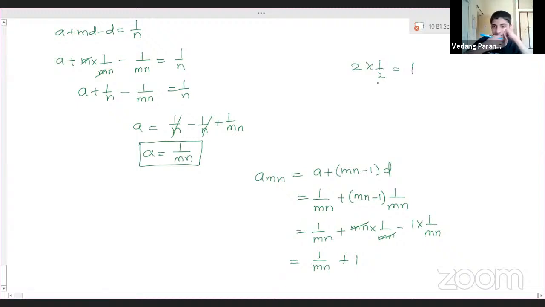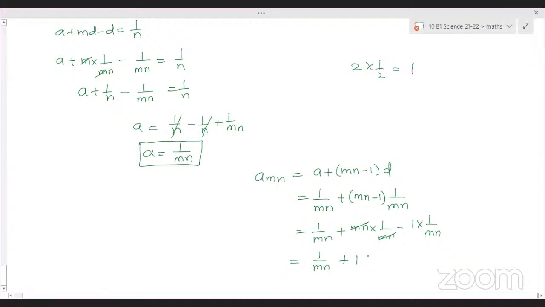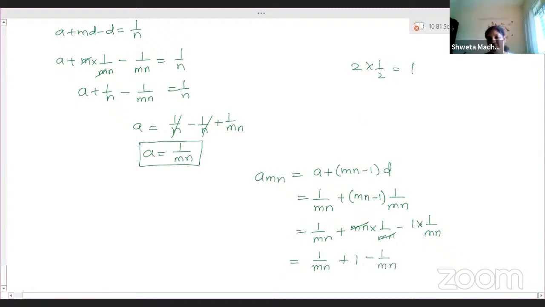1, ma'am. And minus 1 by mn, this one. So plus 1 by mn and minus 1 by mn cancel. So the answer is 1. So mnth term is 1. It's proved. Clear? Yes, ma'am.